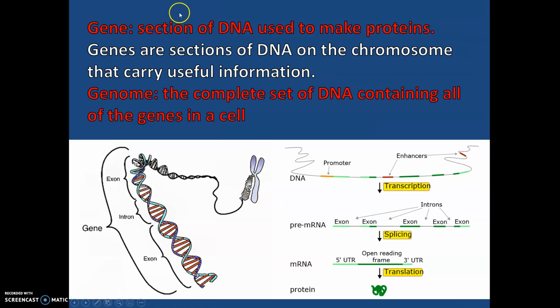Remember that a gene is a section of DNA used to make proteins, and these genes are sections of DNA on the chromosome that carry the useful information. All of our chromosomes are called the genome, which is a complete set of DNA containing all the genes in the cell.